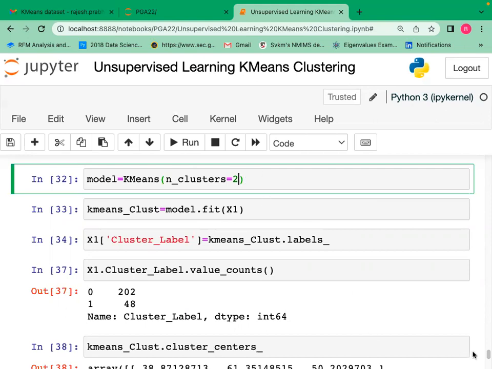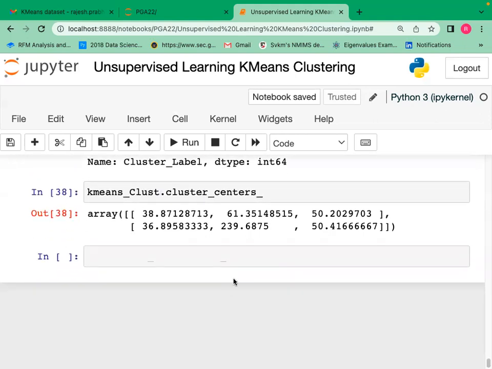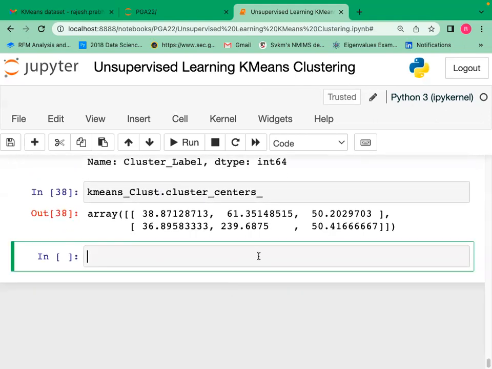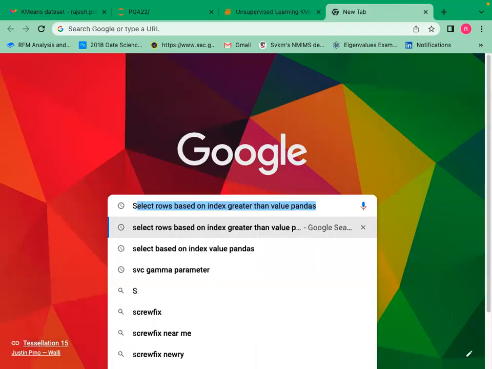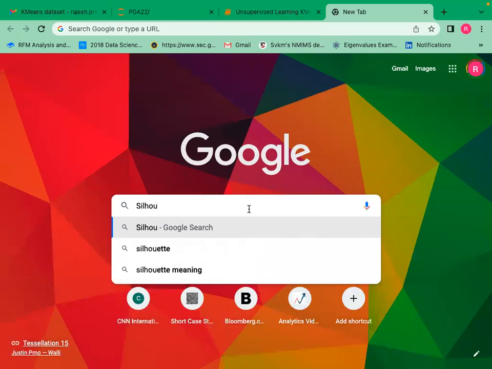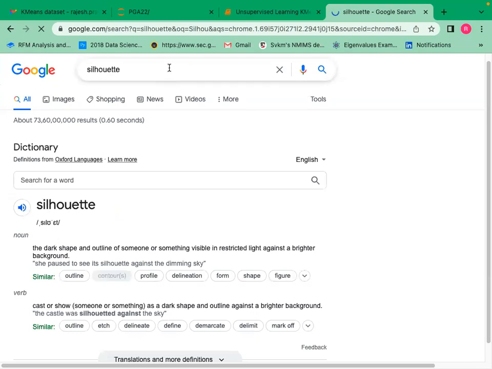Now, when you have this confusion, we have something called Silhouette score. Silhouette score is a mechanism that will help us to identify the best number of clusters. Post model, we have this Silhouette score.